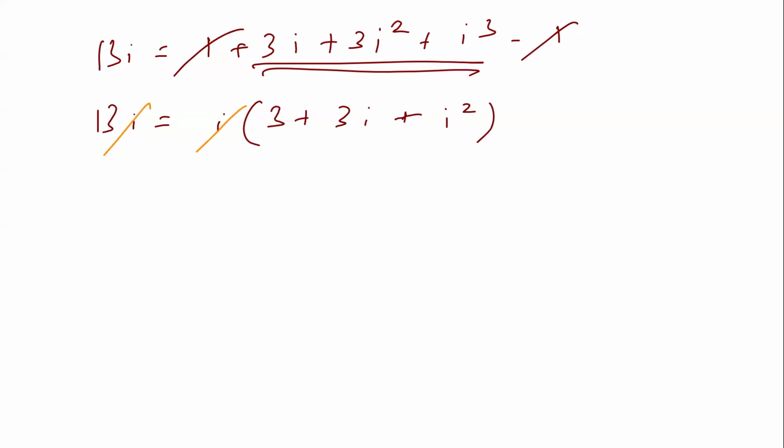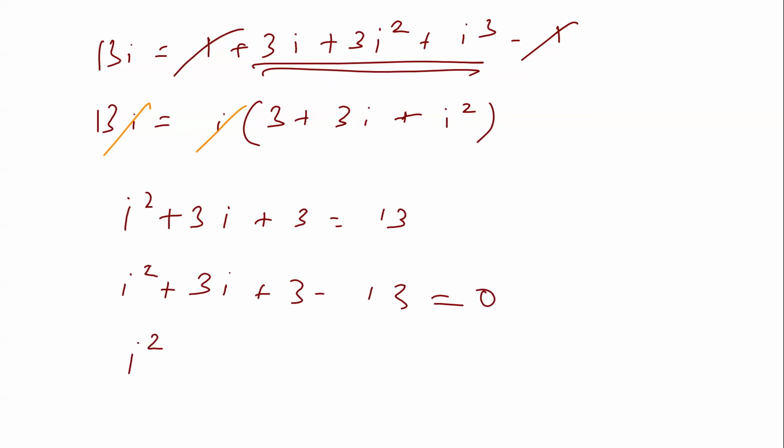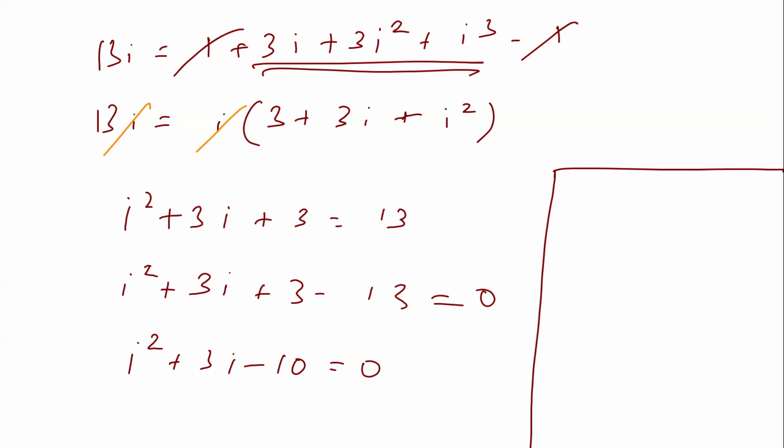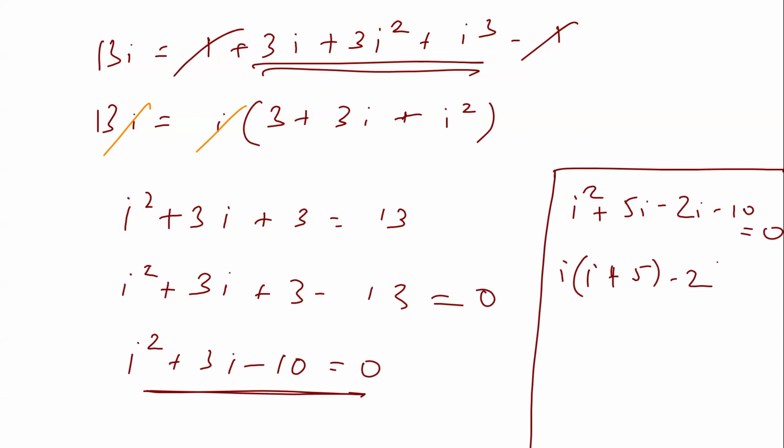I is also getting cancelled over here. So I square plus 3I plus 3 is equal to 13. I square plus 3I plus 3 minus 13 is equal to 0. I square plus 3I minus 10 is equal to 0. You need to factorize this. So I square plus 5I minus 2I minus 10, splitting the middle term, equal to 0. It's a quadratic equation. So I plus 5, I minus 2, I plus 5.